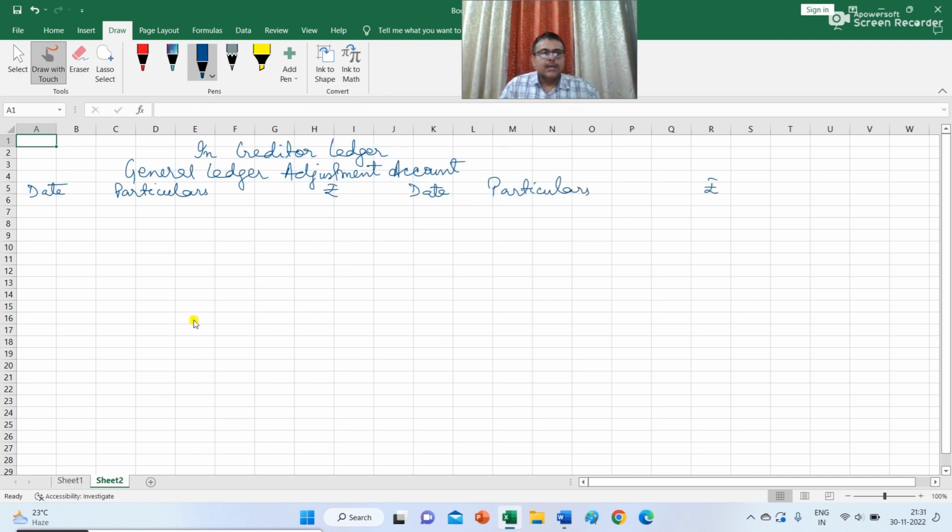And in creditor ledger, general ledger adjustment account we have to prepare. So the opening creditor balance I have to record on the debit side as on 1st April 2019 to balance b/d rupees 20,000.